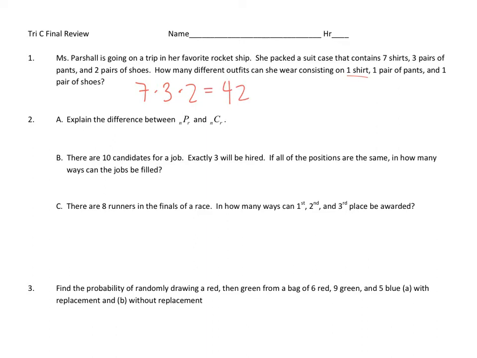Question 2. Explain the difference between nPr and nCr. So P is for permutation, and that is used when order matters. C is for combination, and that is used when order does not matter.